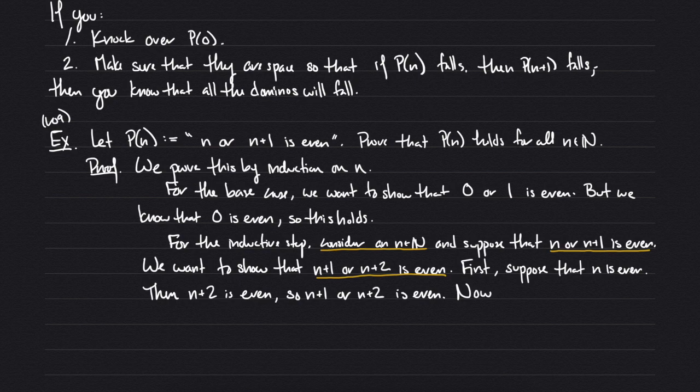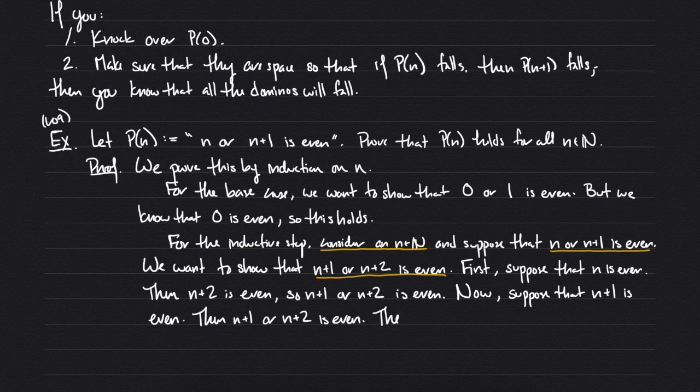Now, for the second part of the or elimination, for the second case, we can suppose that n plus 1 is even, but now we don't have any work to do because we're trying to show that n plus 1 or n plus 2 is even, so we just have to use a tiny instance of or introduction and just say, then of course, n plus 1 or n plus 2 is even. Then we can just sum up.